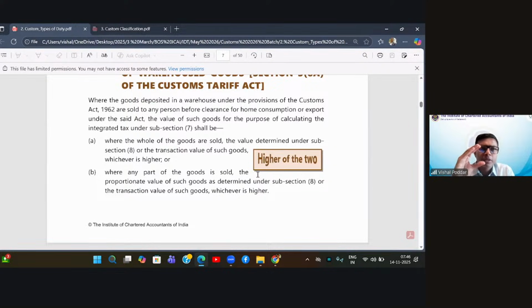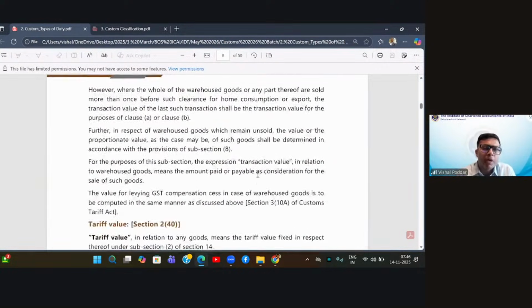The total of this will be compared with the sale value. So when I have sold these goods to Ayush, I would have charged some price to Ayush. You have to compare that value, which is my sale price, referred to here as transaction value, with the above value, which is the total of these three amounts. Out of both, whichever is higher will be considered as the value when Ayush is clearing the goods for the purpose of computing IGST.